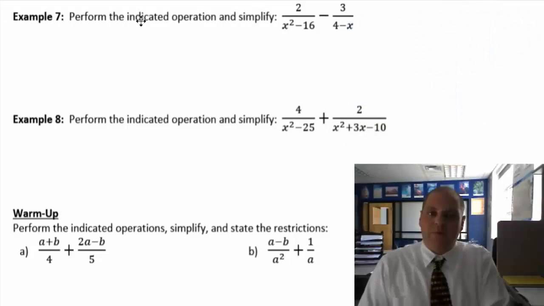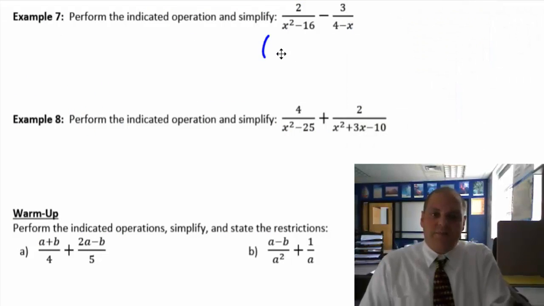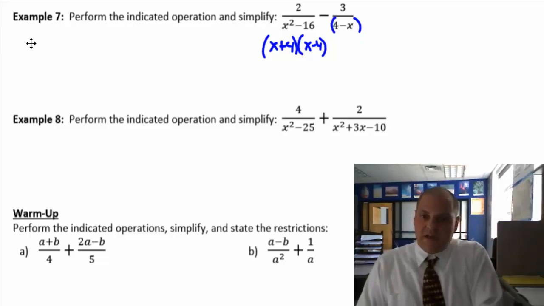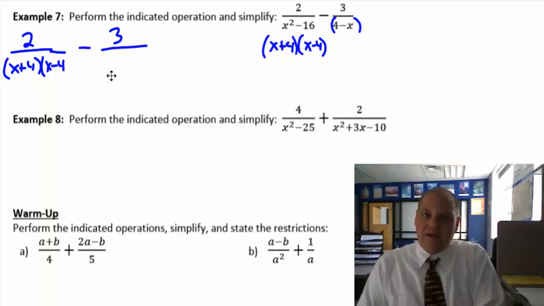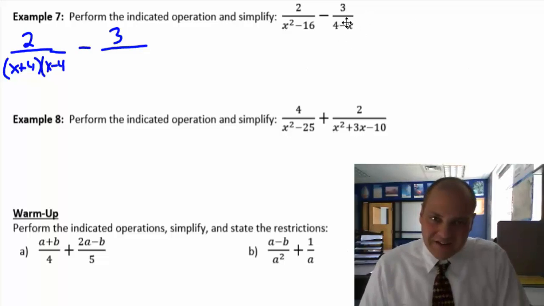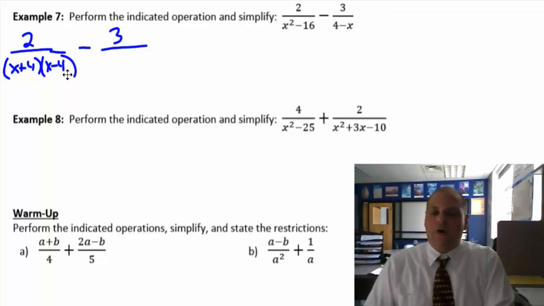And then we have 2 more examples. This is going to be x plus 4, x minus 4, and this one's going to be 4 minus x. Now, I'm going to write this over again. So I have 2 over x plus 4, x minus 4, minus 3 over just 4 minus x. Now, I don't like the way 4 minus x looks.